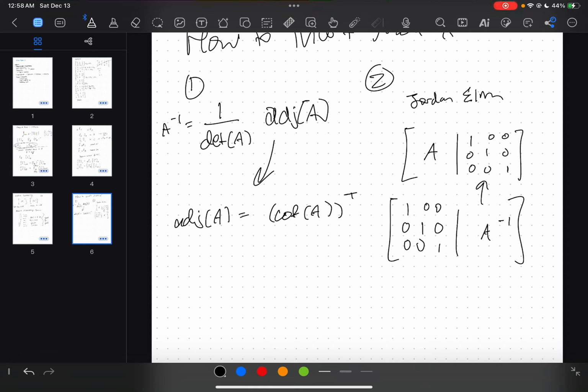Can you check what the adjugate of the matrix is? A-D-J-U-G-A-T-E of the matrix.